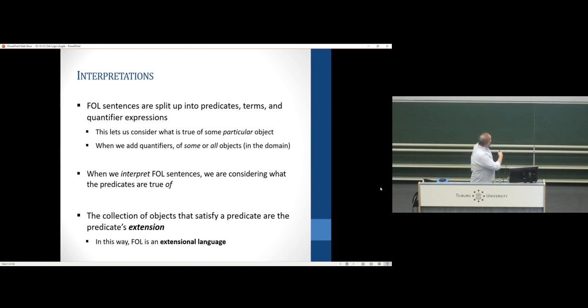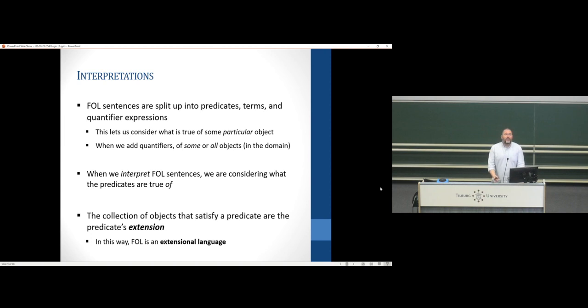In order to figure out what the predicates are true of, we need to talk about the extension of a predicate. That is the collection of objects that satisfy a predicate, right? This is why we talk about FOL being an extensional language. Notably, have people come across this notion before? Have we come across the idea of extensional? Okay, we'll talk about it probably more in a bit. So the key for FOL is the extensions of predicates.